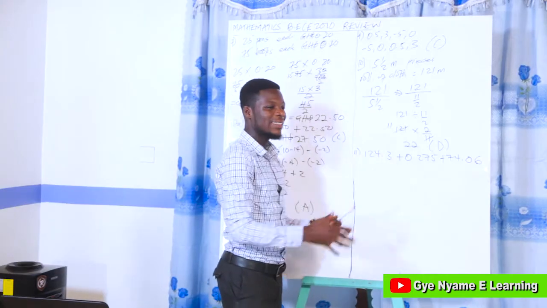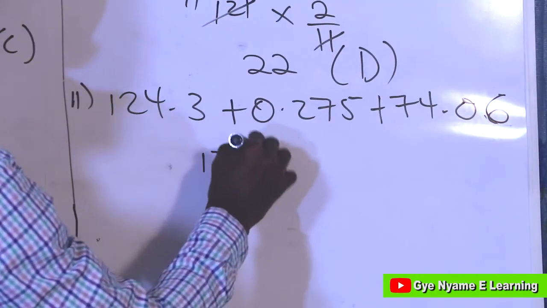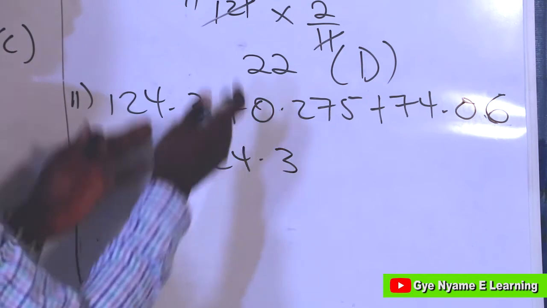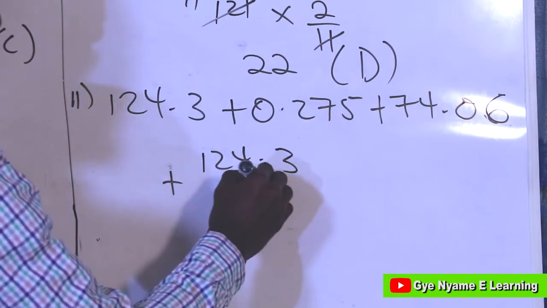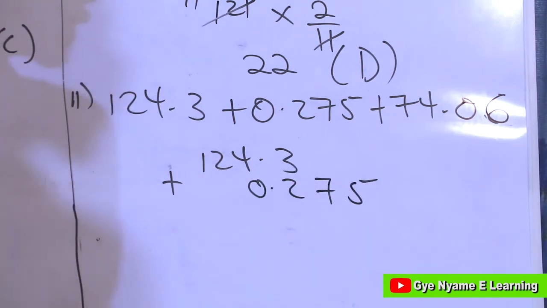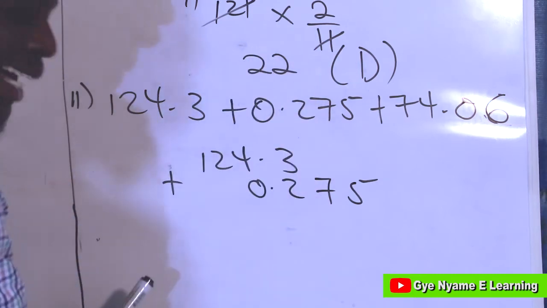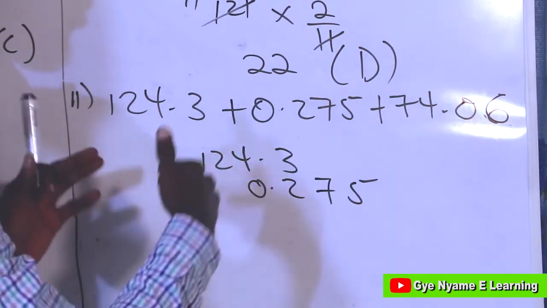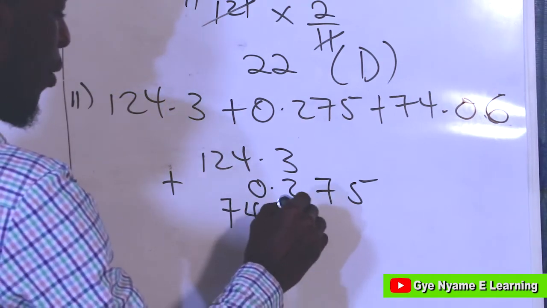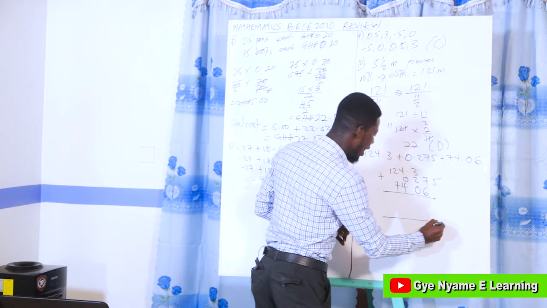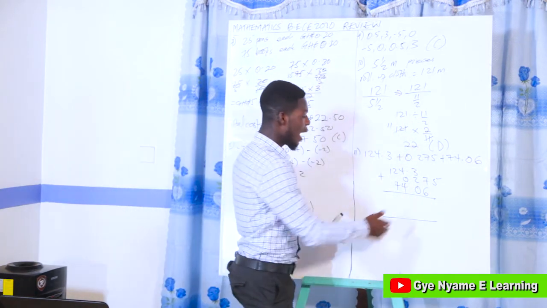So here, the order in which you write the decimal is of importance. The first one is 124.3. I'm adding it vertically. The next one is 0.275. Writing it is very important. The whole number part, the decimal should be aligned. Then the other digits follow likewise. The next one is 74.06. So this is how we are going to add it. Now, we do our addition.